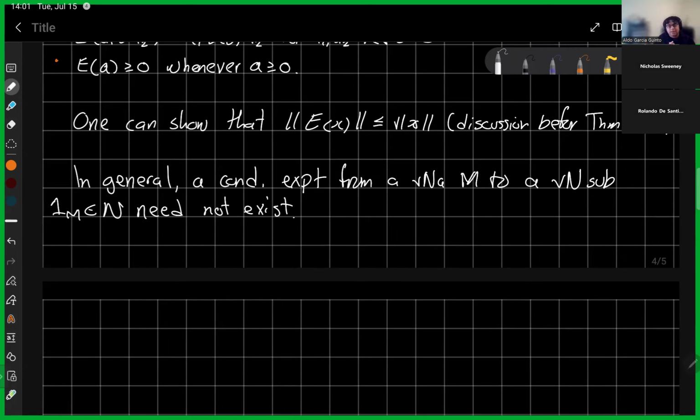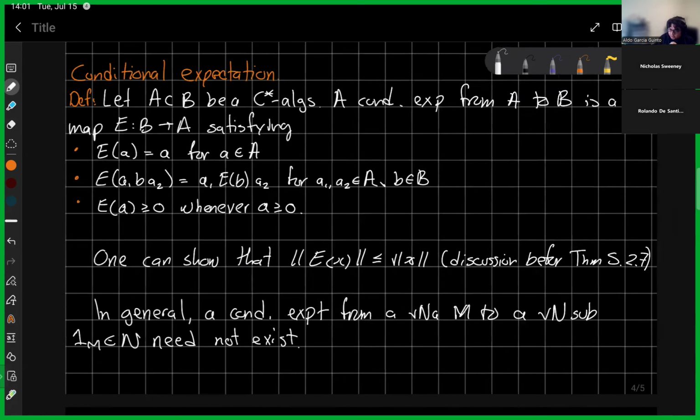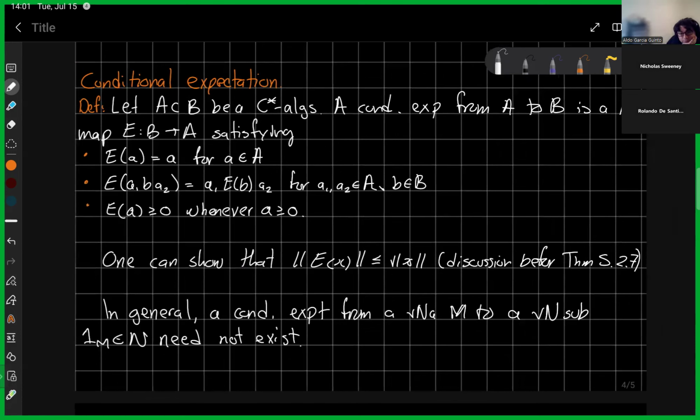Wait, do you mind scrolling up for a moment? Yeah, of course, sorry. So how do we define E of A1, B, A2 since we're multiplying elements in A by an element in B? A is a subset of B. What do you mean? Oh, A is a subset of B. All right, thanks. No worries. That makes sense.